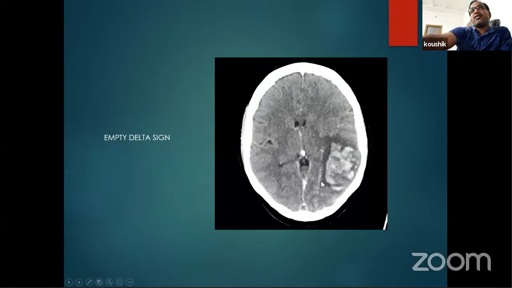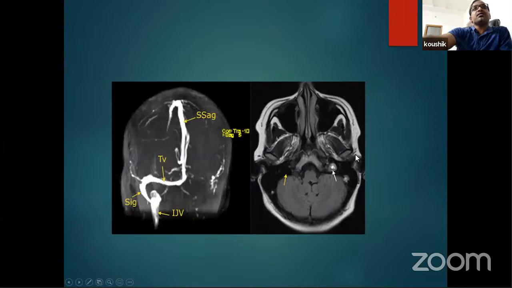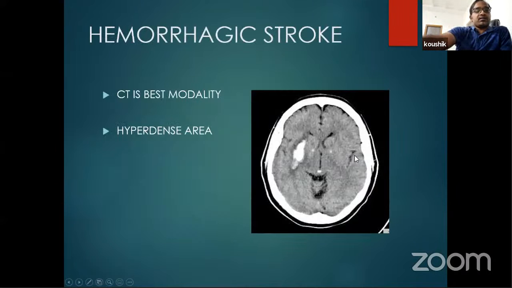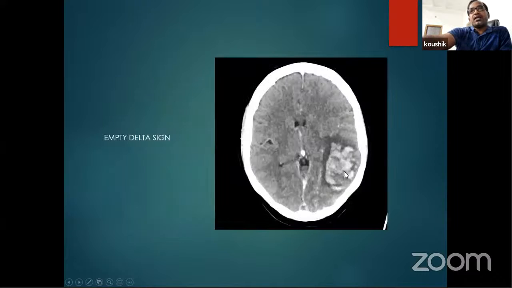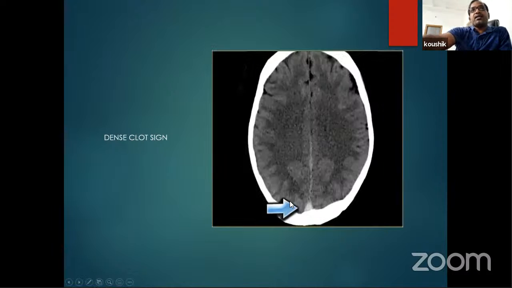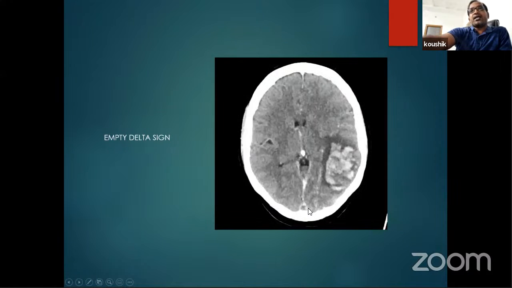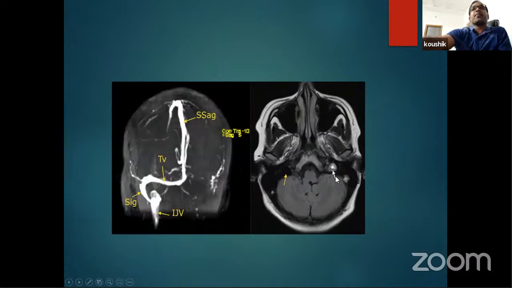And here we can see a hemorrhagic infarct. Okay. If we find a parenchymal hemorrhage which is peripherally placed and either a dense clot sign or an empty delta sign on contrast, that indicates a venous sinus thrombosis and a venous infarct.